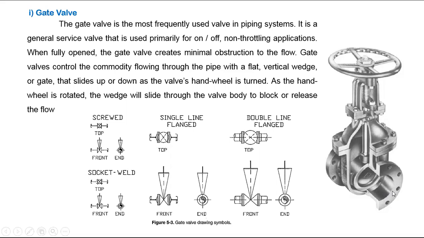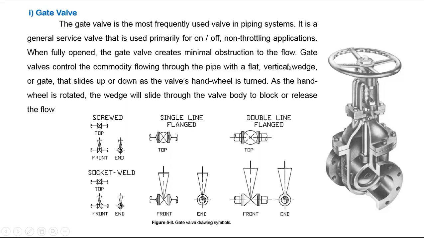If you are using a 100 mm valve, up to 100 mm the bore will open. So flow will go without obstruction. Minimum obstruction will be there. Comparatively, the butterfly valve will provide more obstruction. I will explain while taking the butterfly valve.